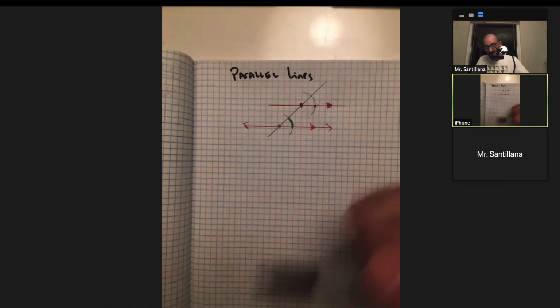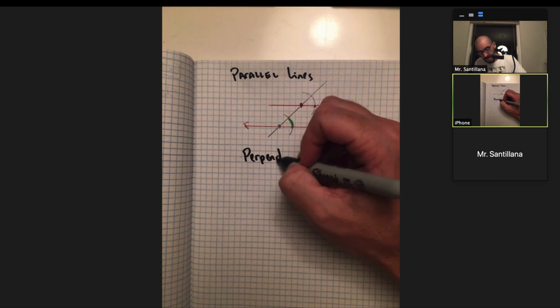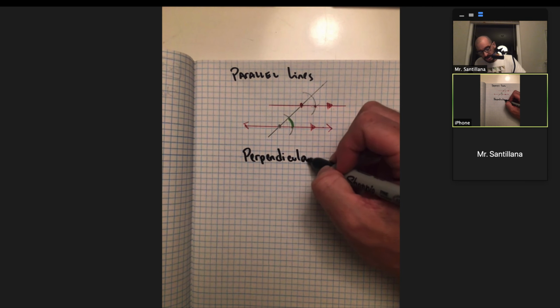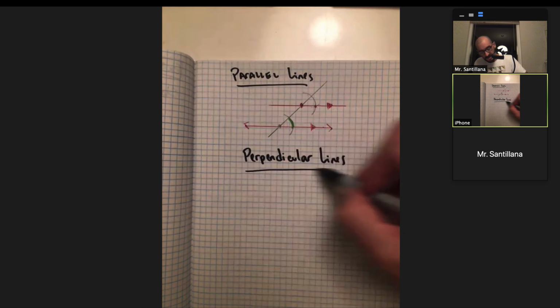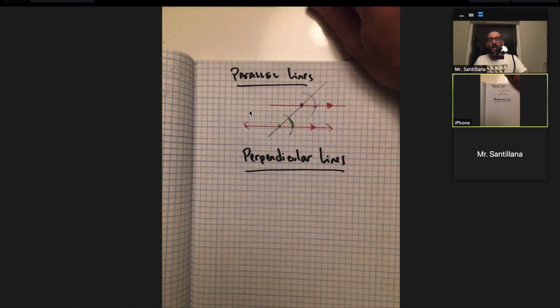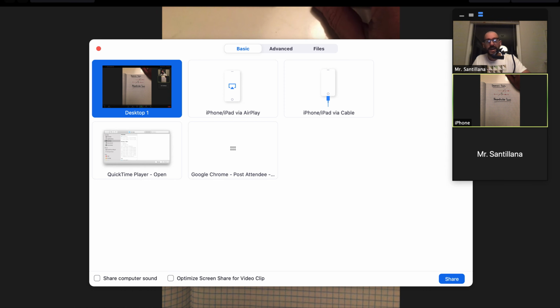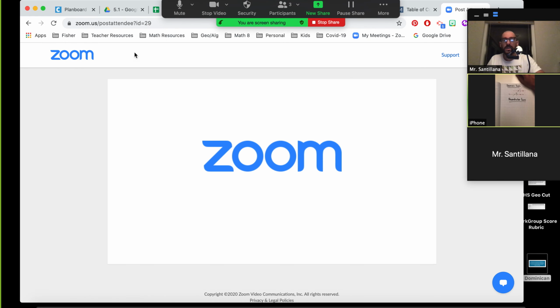Now let's take a look at the process for perpendicular lines. All right, so that was parallel lines. Let's take a look at perpendicular lines next. But what does that look like, the parallel lines? Well, let's take a look at an animation and see.